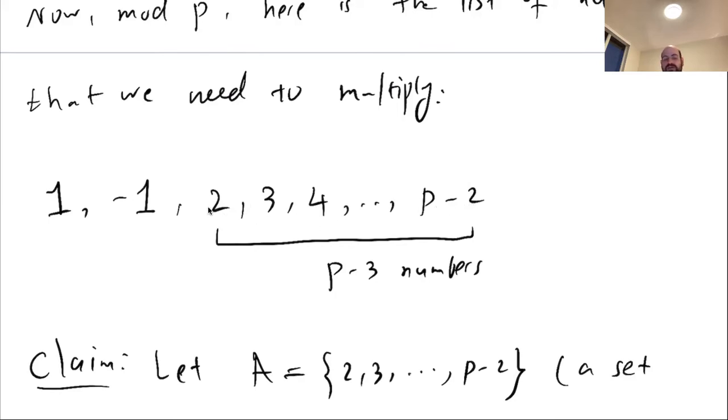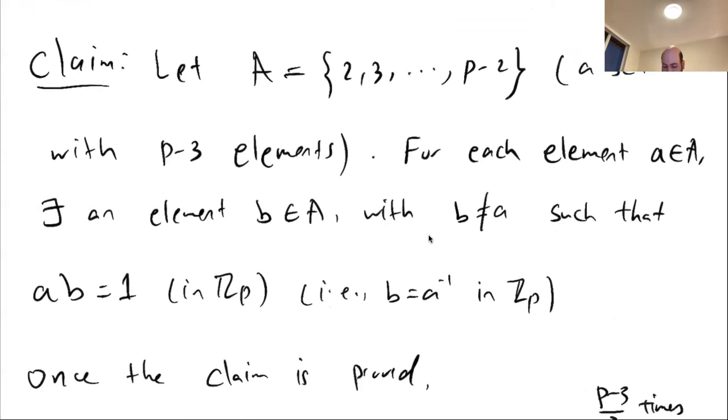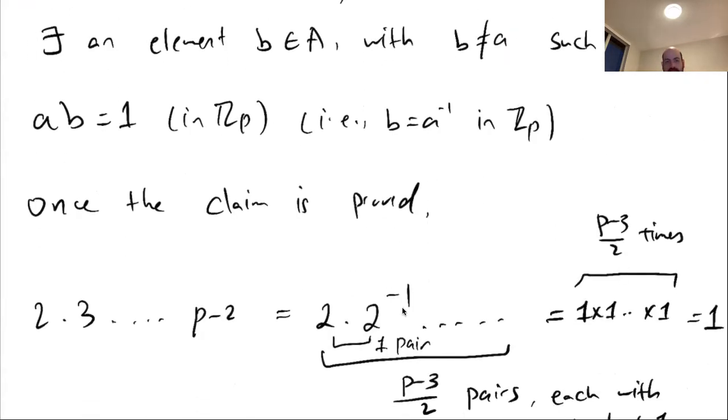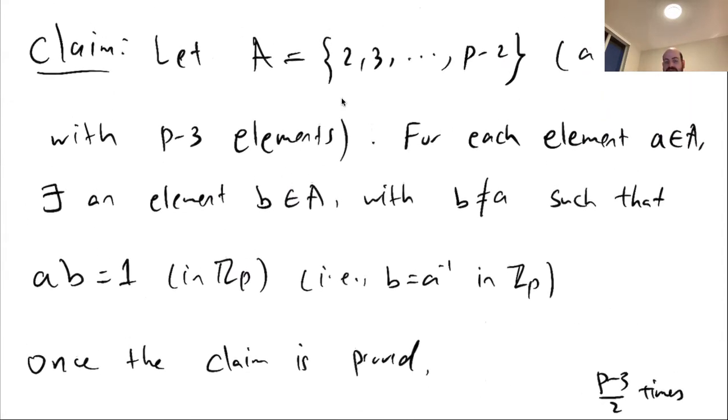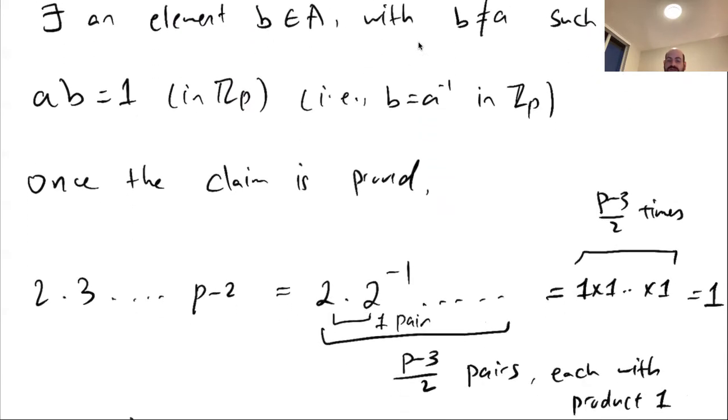That depends on P. So the inverse of 2 is one of these numbers, either 3 or 4 or all the way to P minus 2. I called it 2 inverse. Similarly, if I prove the claim, that means 3 also has an inverse among these numbers, which is not 3 itself. And I called it 3 inverse, and so on.